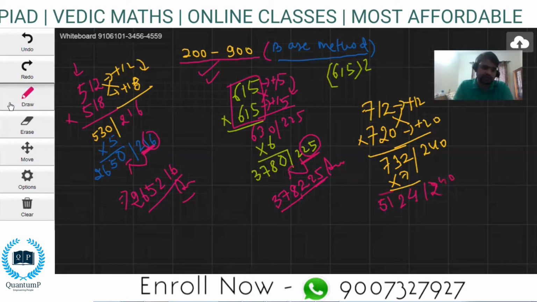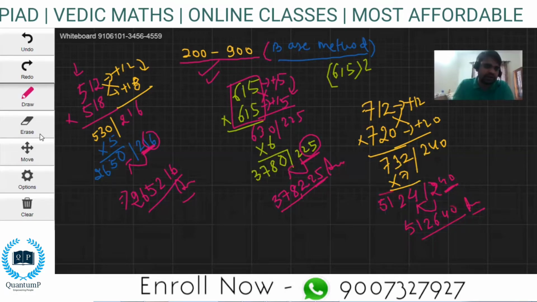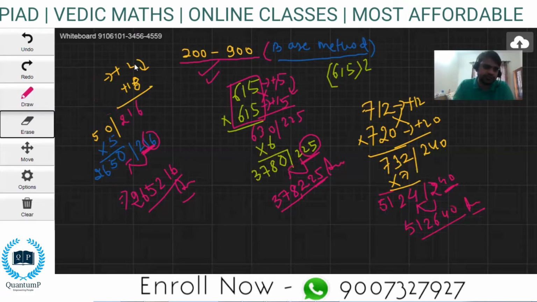Then obviously this 2 will move to this side, right? So 5, 1, 2, 6, and 40. This 40. So the answer is 512640, right? So this is 700 base. Now let's move to the 800 and 900. Okay, so I'll show you, if I do the 900 base.